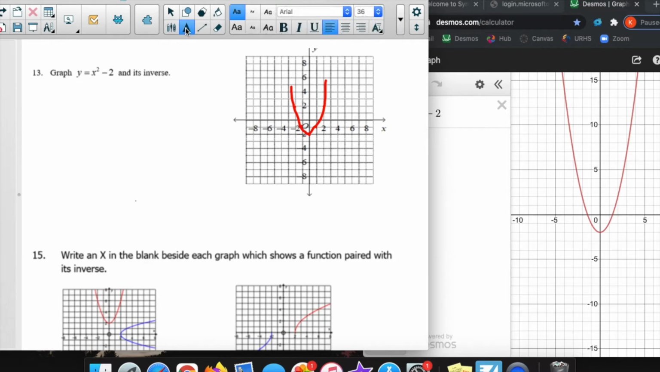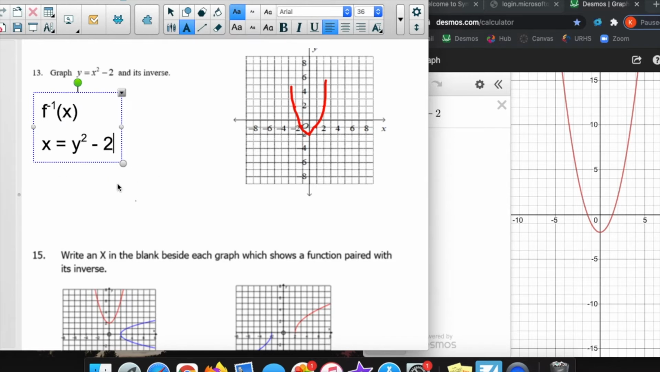But to be able to graph the inverse, obviously I need to find the inverse. How we find this is that we literally just swap the x and y variables. That's the notation of it. So instead of y equals x squared minus 2, to find the inverse we do x equals y squared minus 2, and we solve it back for y, and that will give me the inverse.